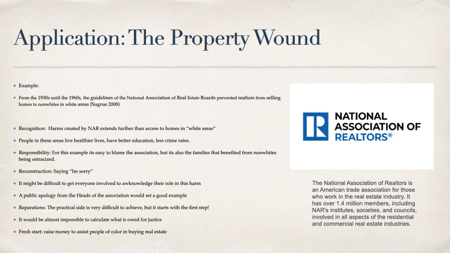Let's look at the example I'm zeroing in on, the property wound. So the example from the 1930s to 1960s: the guidelines of the NAR real estate boards prevented realtors from selling homes to non-whites in white areas. So it's the policies that they had. To recognize this, you have to realize that it's not just about not letting people of color live in white areas. It goes further than that.